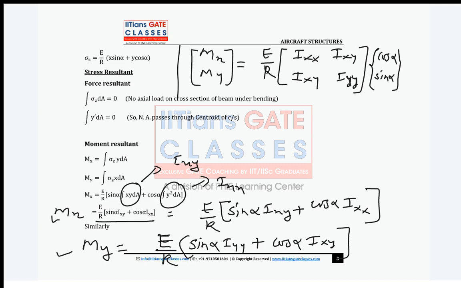Now this cos alpha and sin alpha, how can I find, guys? By matrix inversion, right? So you can find cos alpha and sin alpha by writing R by E, then the inverse of this matrix. What will be the inverse of this matrix? Can anyone tell? Anybody? What will be the inverse of this matrix?